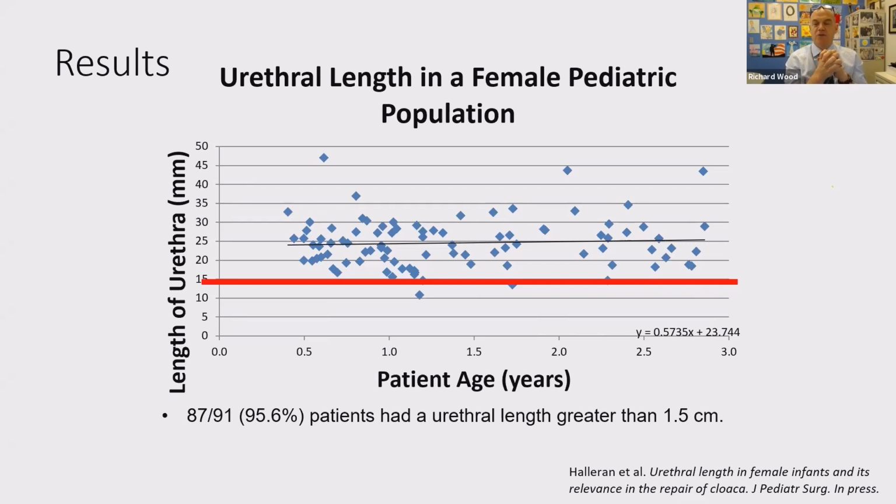And so we were able to, in this case, confirm that, A, between the ages of 6 months and 3 years, there's very little growth in the length of the urethra in little girls. So it doesn't matter if the child's 9 months old, 12 months old, or 24 months old, 1.5 centimeters seems to apply. And then we also found that if we used that, we would land up in the good position. And we published that in the JPS.